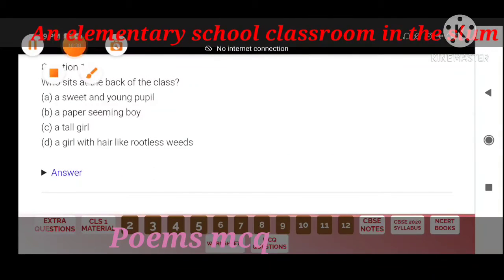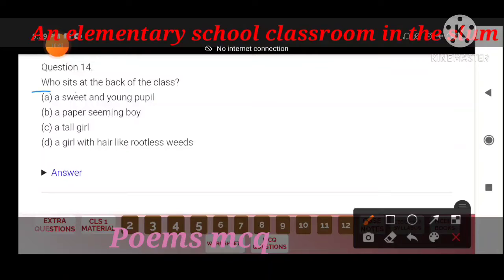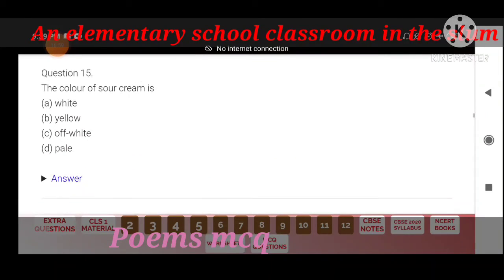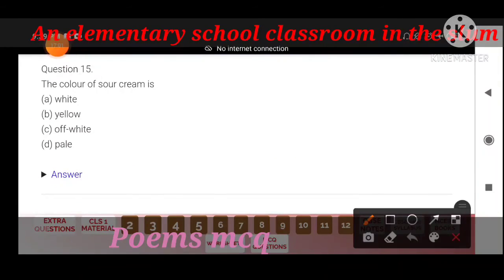Who sits at the back of the class? A sweet and young pupil, a paper skimming boy, a tall girl, a girl with hair like rootless weeds. So the answer is a sweet and young pupil. Next one is the color of sour cream: is it white, yellow, off-white or pale? The answer is off-white.